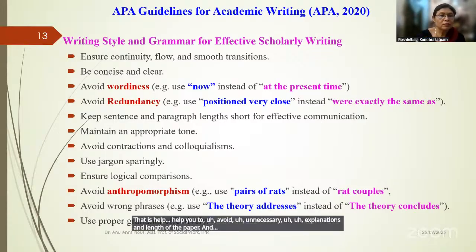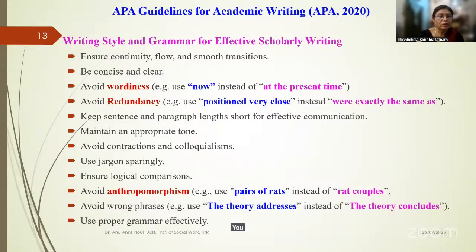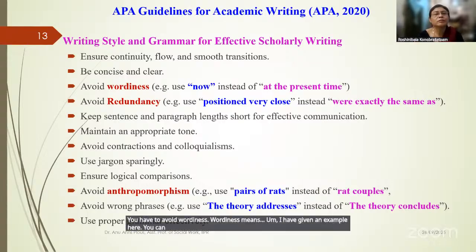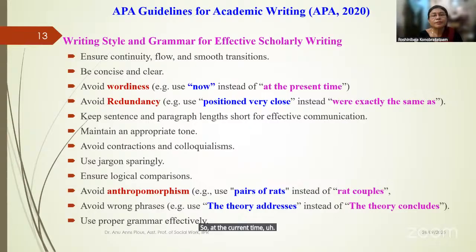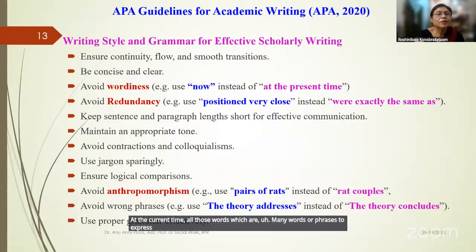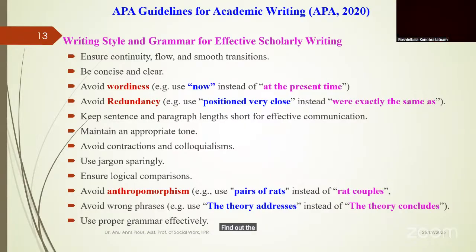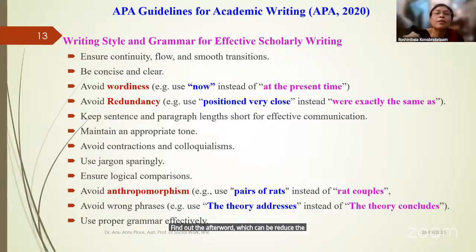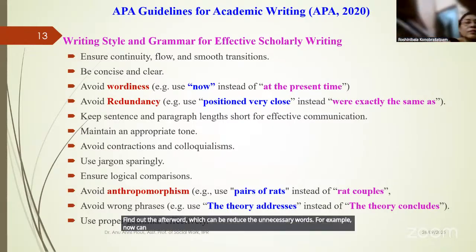Another important point is that you have to avoid wordiness. Wordiness means, I have given an example here. You can use the word now instead of at the present time. When we are speaking orally, or using colloquial language, we may say at the present time, currently, or at the current time. All those use many words or phrases to express something. Instead of that, find the apt word which can reduce the unnecessary words. For example, now can be used instead of at the present time.